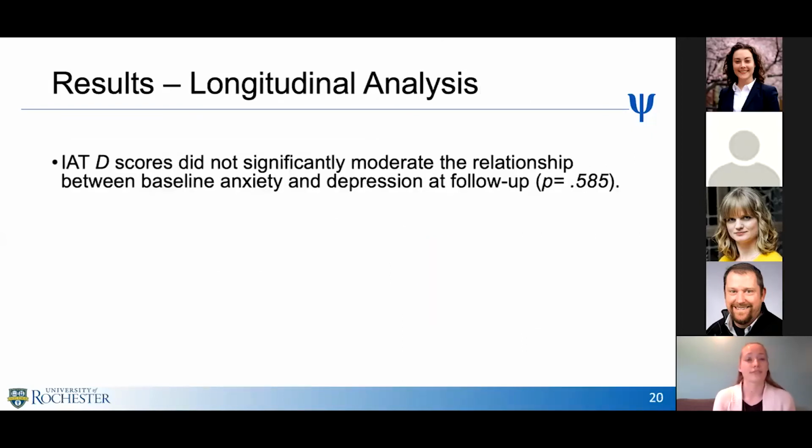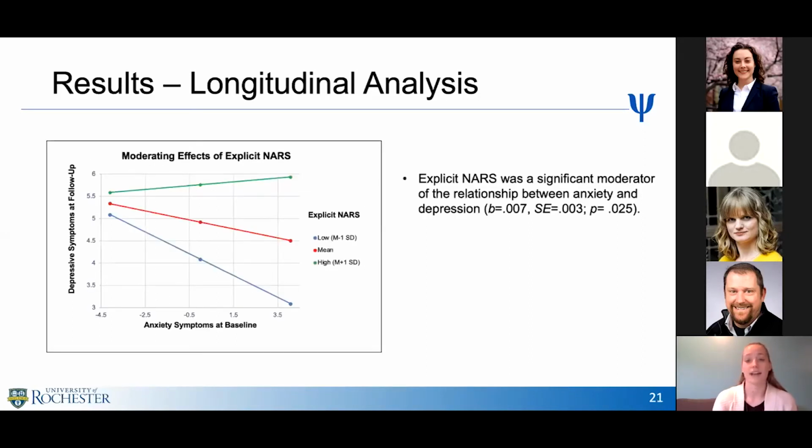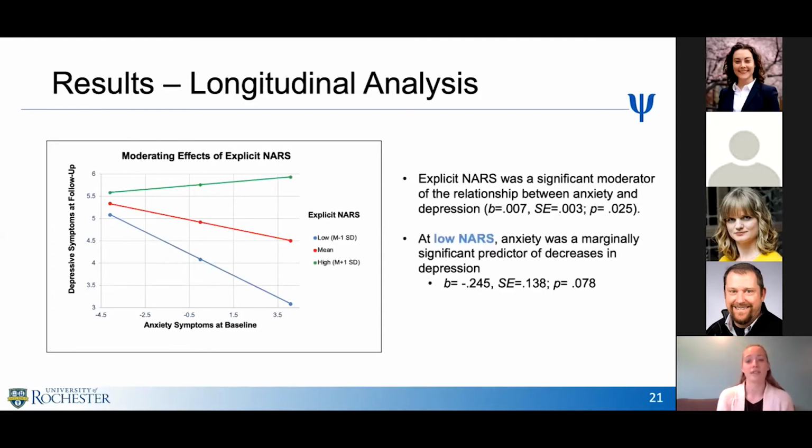Looking at the longitudinal results, the IAT again did not significantly moderate the relationship between anxiety and depression. But again, explicit NARS did significantly moderate this relationship. Again, the X is anxiety symptoms at baseline. The Y is now depressive symptoms at the follow-up. So this relationship existed such that at low levels of NARS, which is the blue line on the bottom there, anxiety was a marginally significant predictor of decreases in depression. This relationship was not significant at high levels of NARS.